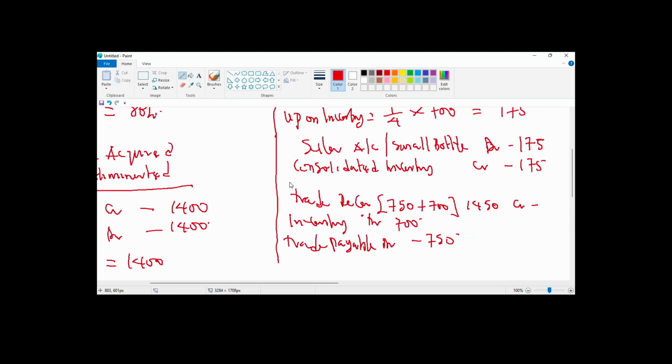Trade receivable. Before the goods in transit, it was 750. Read the question. You agree with me? Before the goods in transit, it was 750, because according to the question, Big Bottle does not know that 700 goods is in transit. It does not know.